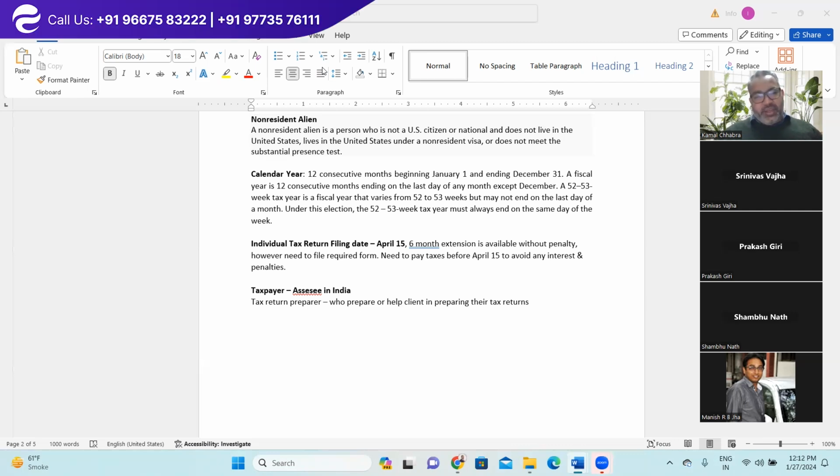In India, do you know what is the population of India? Around 140 crore. In 140 crore population of India, do you know how many people practice or have an understanding of US taxation to file the tax returns of US people? Less than 1%.